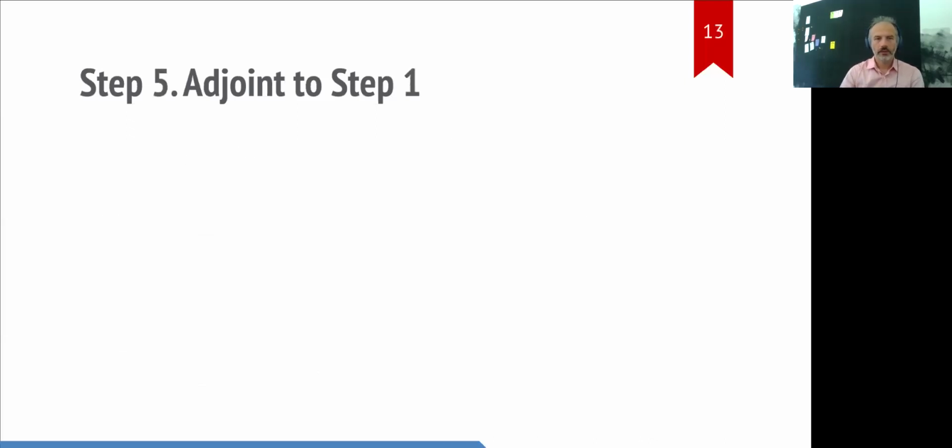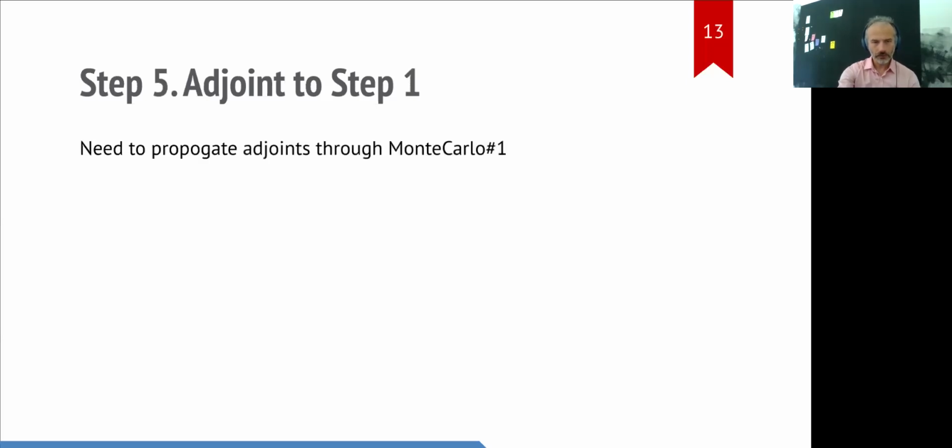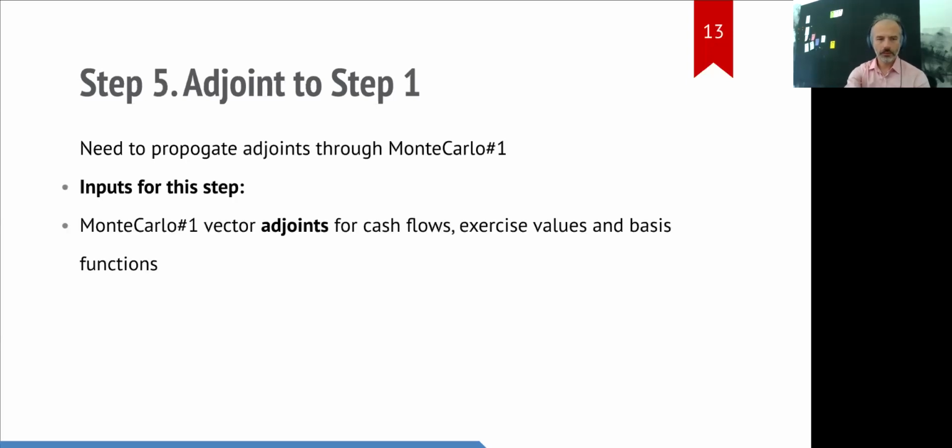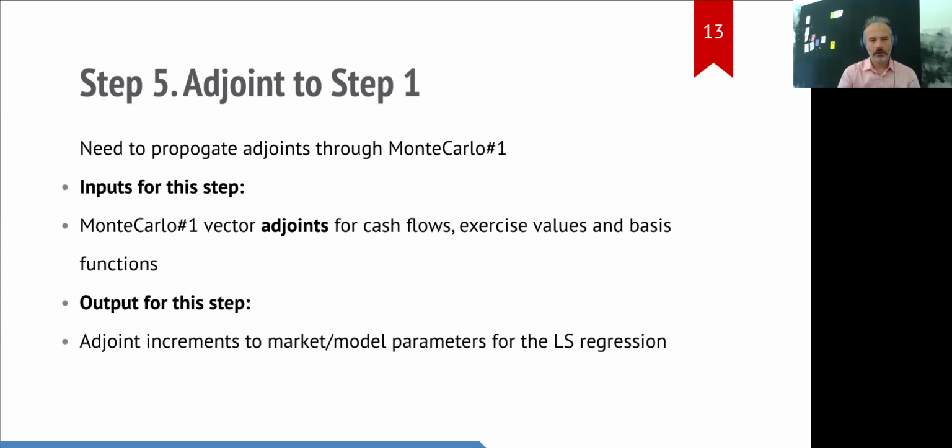And we come to step number 5, and it's the adjoint to step 1. So we need to propagate adjoints from Monte Carlo 1. The inputs to this step are the vector adjoints computed previously, and the output of this step is the additional increments to adjoints to market and model parameters that arise because of the Longstaff Schwartz regression.